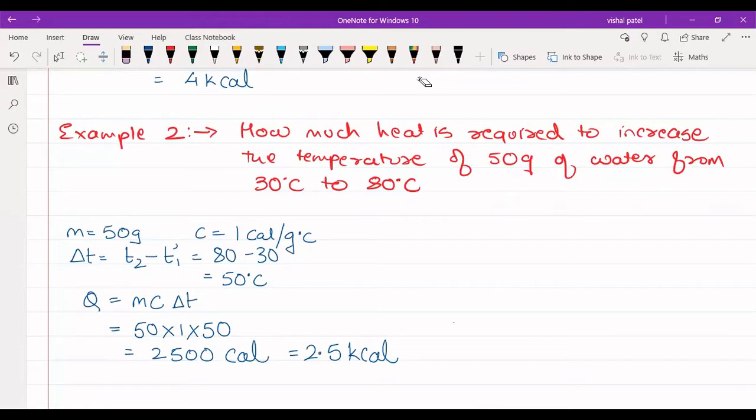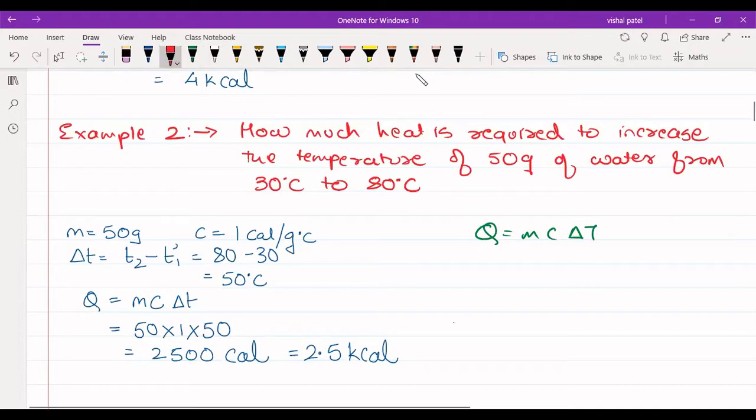How much heat is required to increase the temperature of 50 grams of water from 30 degrees Celsius to 80 degrees Celsius? Now here what you see, students, is that water is in liquid form, and that liquid form is as it is, but the temperature is changing from 30 degrees Celsius to 80 degrees Celsius. So that time, which formula are we using? We are using the formula Q equal to mc delta T.